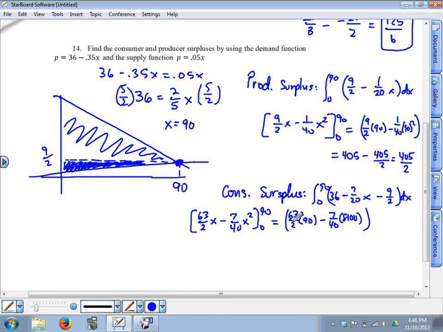So 63 halves times 90 is the same as 63 times 45, and that's equal to 2,835. Now, 7/40ths of 8100 is 2835 halves. So if you subtract 2835 minus 2835 halves, the answer is 2835 halves. And that's in terms of dollars.